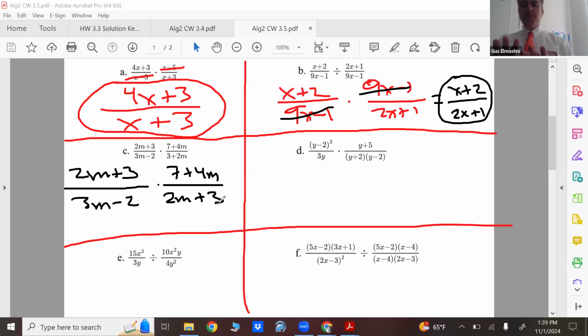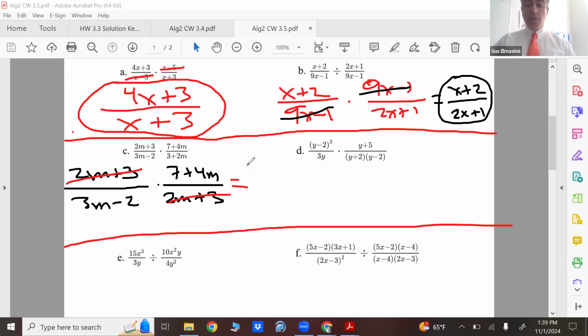Anyway, my apologies. 2m plus 3 is the bottom of the second fraction, because 3 plus 2m, 2m plus 3, same thing. Like 3 plus 5, 5 plus 3, same thing. So yes, we can cross those off. And the final answer is going to be 7 plus 4m over 3m minus 2.